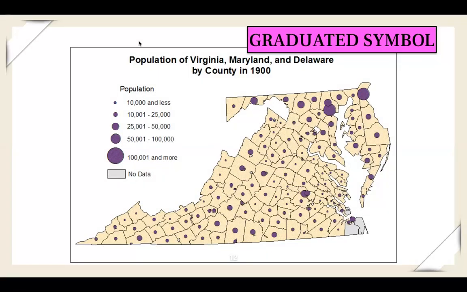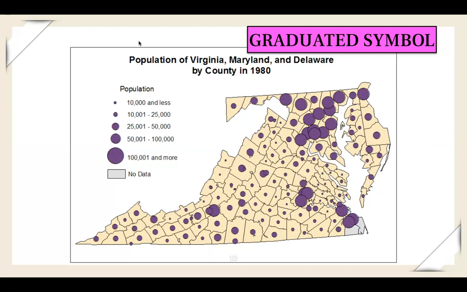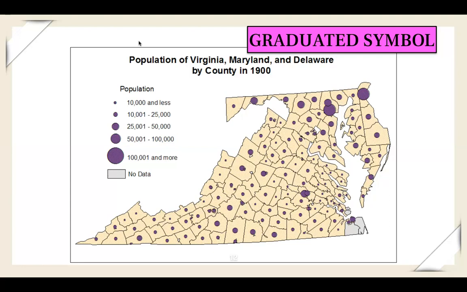This one is kind of grown from a dot density map, and it works really well in a GIF format, and you can see that happening right here. This is changes to the population in Virginia, Maryland, and Delaware over time, and the larger the dot, the more people that are living there.